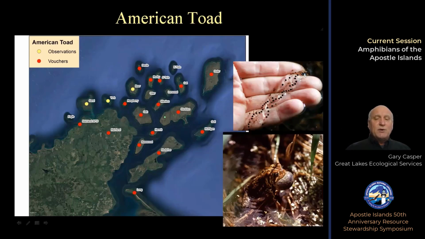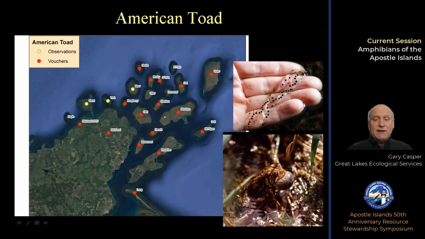So now frogs and toads. So we'll go through these as well. The American toad is our first candidate here, and you can see they're very widespread in distribution, partly because they're very adaptive in their breeding requirements.